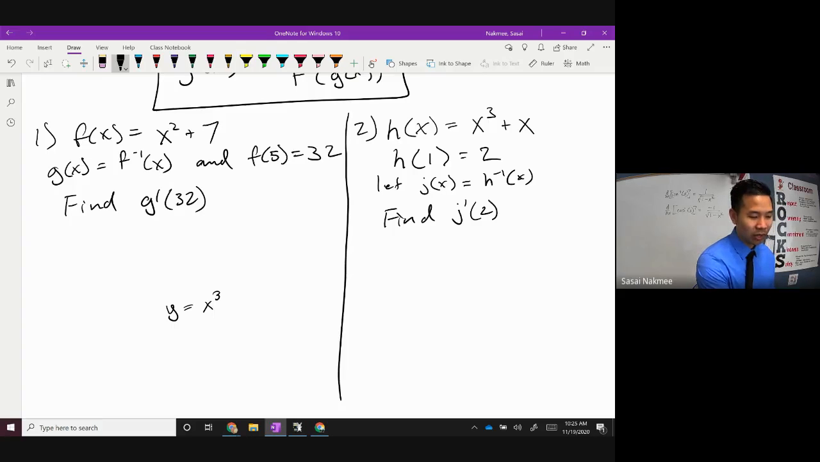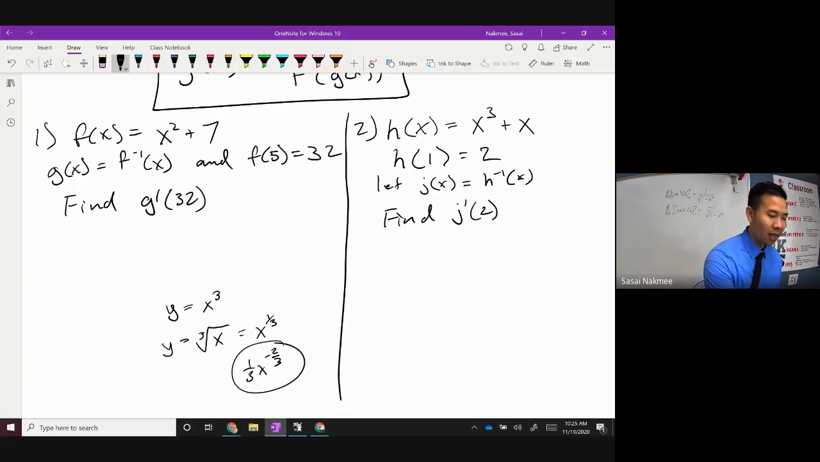Now, if it was just y is equal to x cubed, the inverse function is super easy, right? The inverse function of x cubed is just the cube root of x. And the cube root of x is easy to take the derivative of. You just power rule that thing. That would be 1/3 x to the negative 2/3. And then you just plug in the number, and you'd be able to find the derivative of the inverse. Super easy.